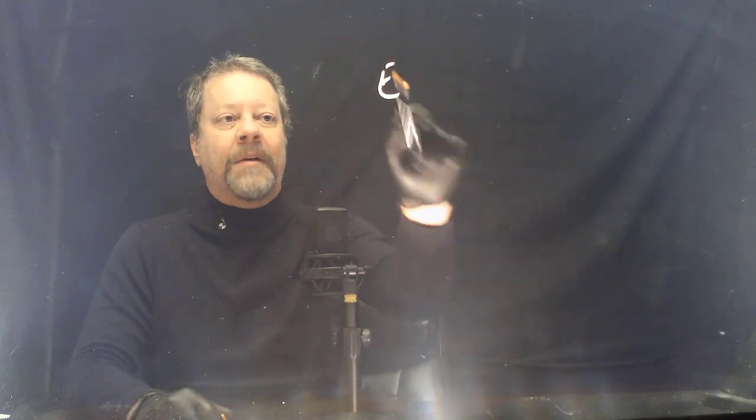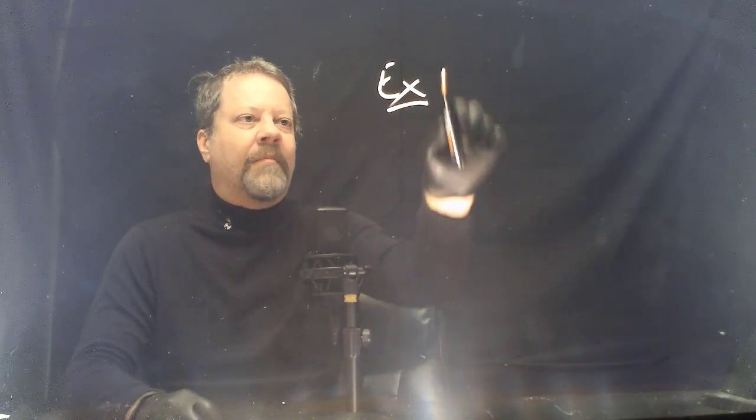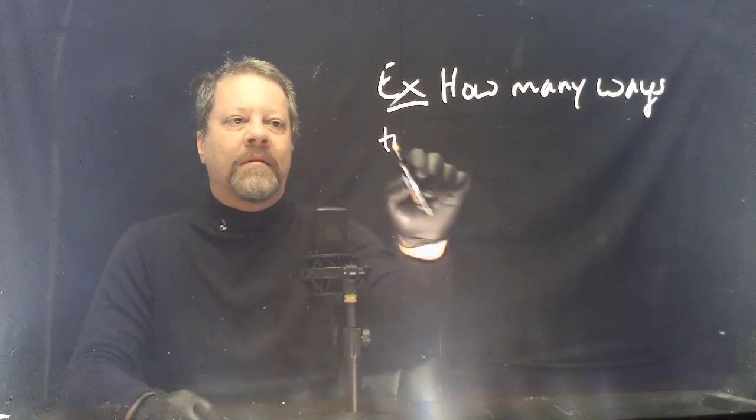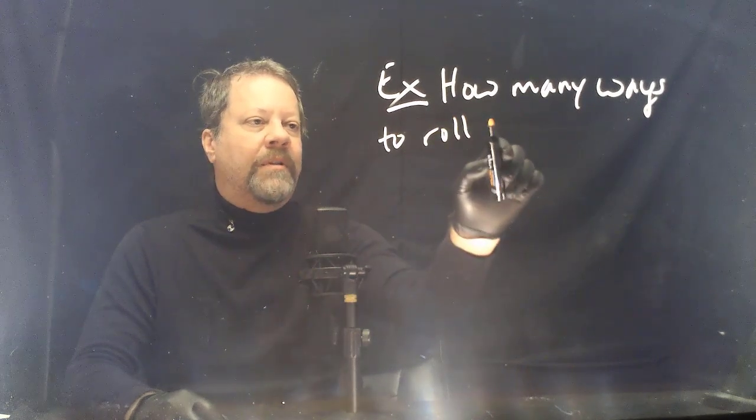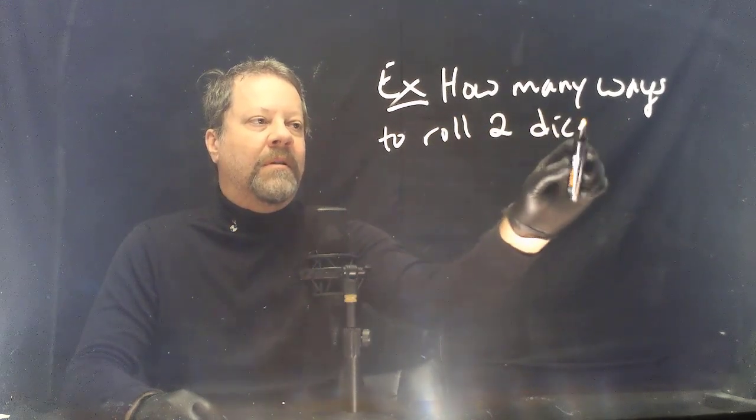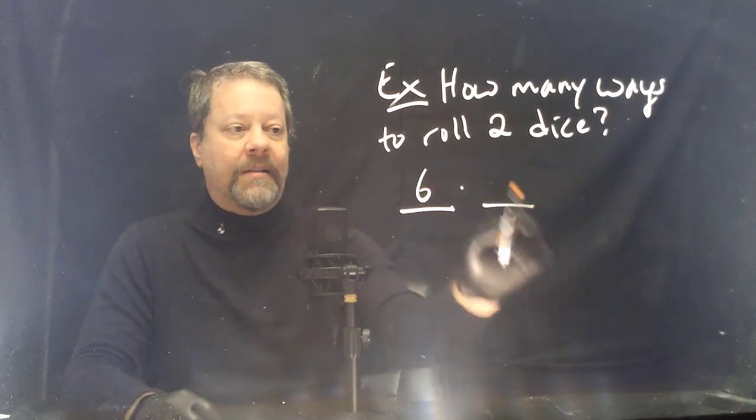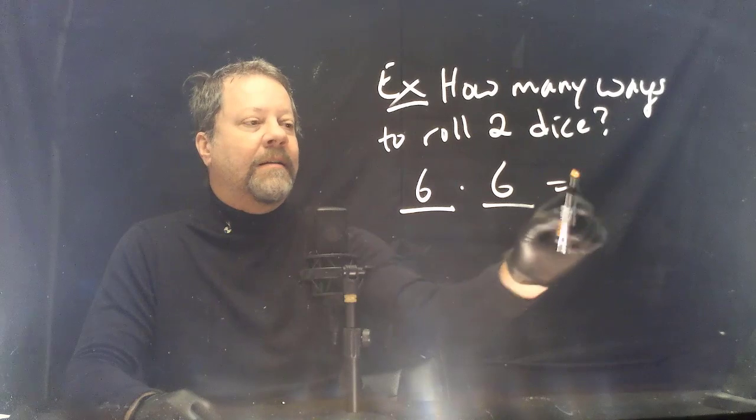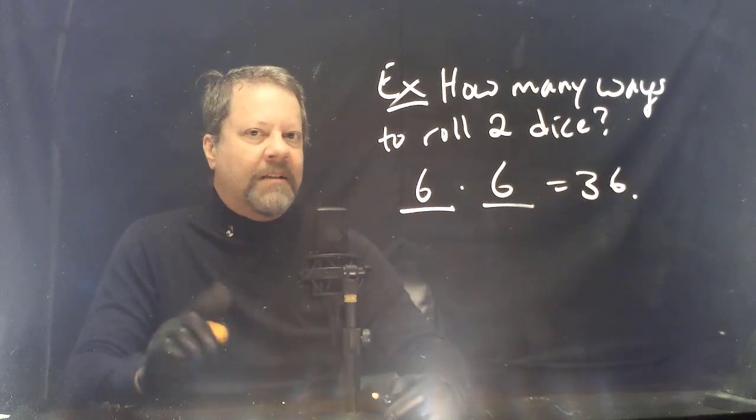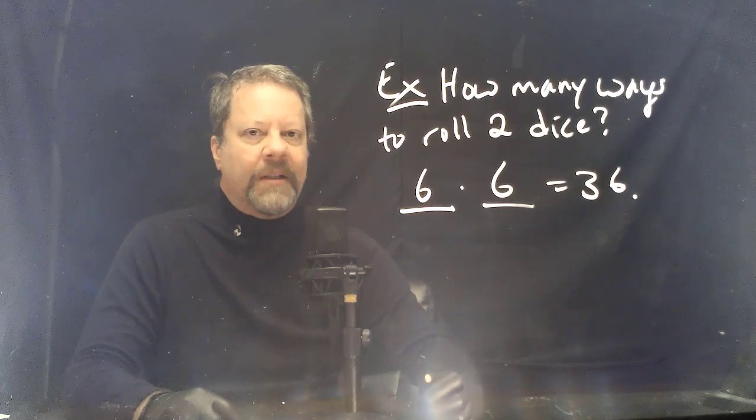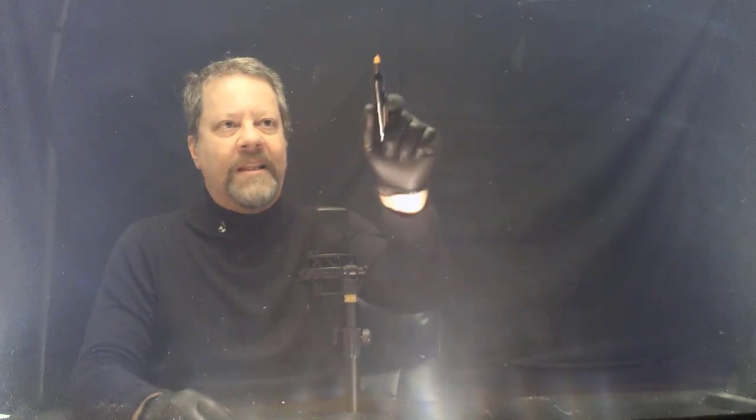As another example, how many ways can you roll 2 dice? And the answer is, of course, 6 times 6. There are 2 spots. So there are 36. Let's enumerate these to make it very clear what those 36 possibilities are. Let's write these as ordered pairs.